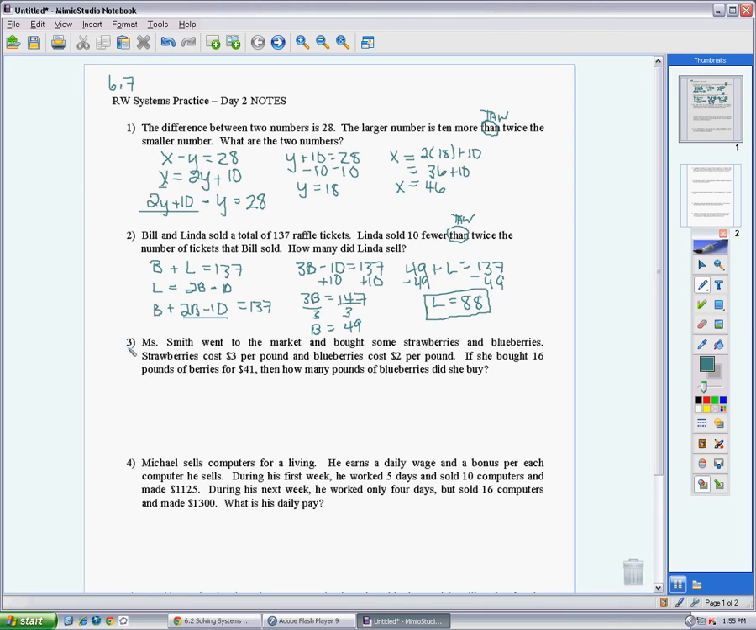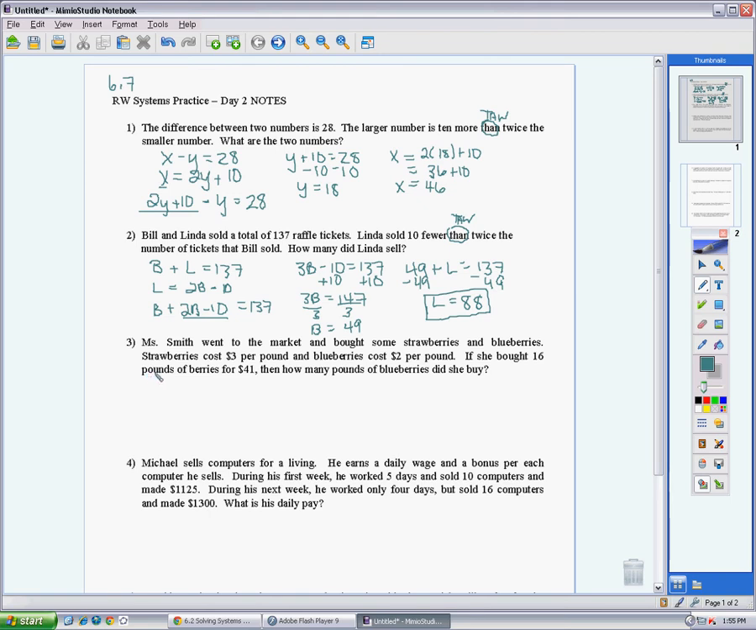Okay, number 3. Mrs. Smith went to the market and bought some strawberries and blueberries. Strawberries cost $3 a pound and blueberries cost $2 a pound. If she bought 16 pounds of blueberries for $41, then how many pounds of blueberries did she buy?